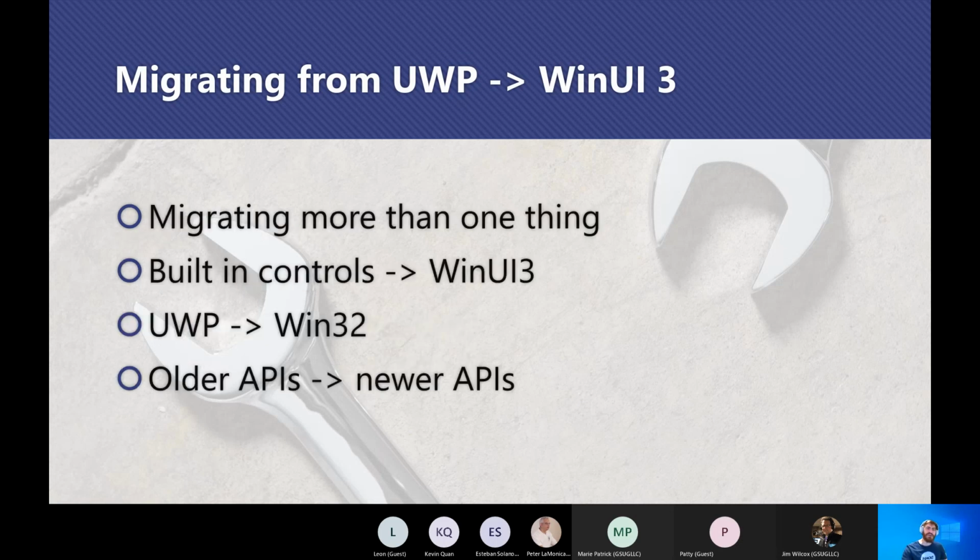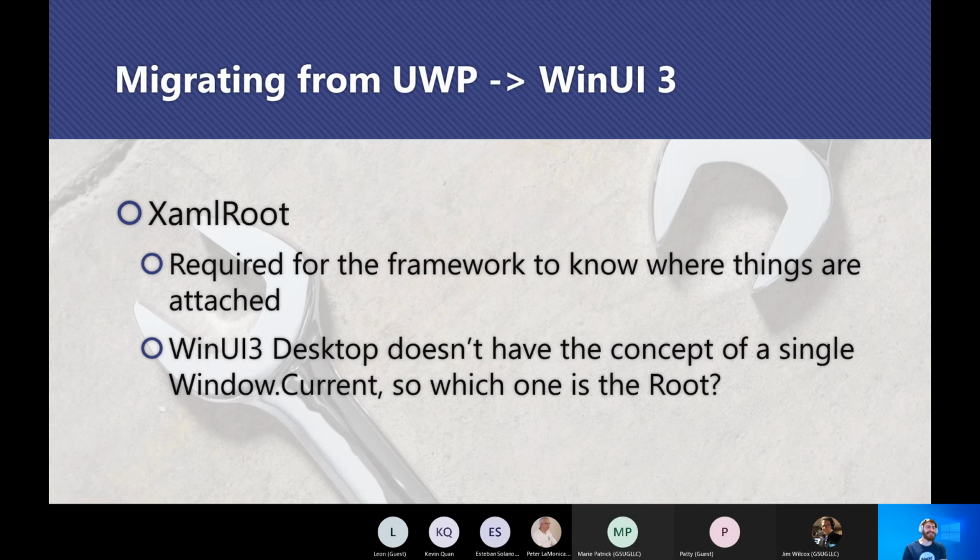But you have to think that you're migrating actually more than one thing. If you did the same thing as I did, you're not only migrating from one namespace to another, from one framework to another. You're switching from something that was built into the OS to something that is actually coming from a NuGet package. You might also be moving from a UDLP execution context to a Win32 execution context. You might also be moving older APIs to newer APIs. One example is the XAML root.